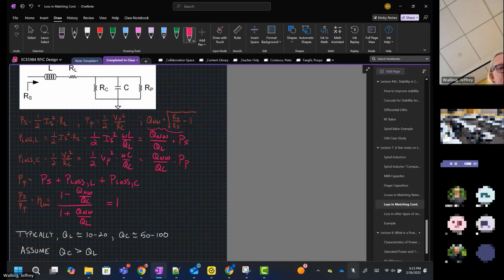Now this equals 1 if Q network is equal to 0 or QC and QL are equal to infinity. So this is just telling us that if we want to have a lossless network, we can get it one of two ways. We can have lossless components. We don't lose any power in an inductor or a capacitor if they have no loss. Or we can make the quality factor of the network very small. Now that implies that the bandwidth of the circuit would be very big.